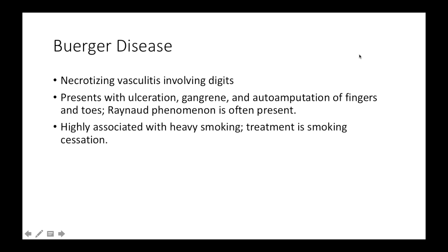And our last disease of the medium vessel vasculitides is Buerger's disease. This is a necrotizing vasculitis that involves the digits. It will present with ulceration, gangrene that can result in autoamputation of the fingers and toes, as well as Raynaud phenomenon. Again, all things relating to your fingers and toes. This is very heavily associated with smoking, and treatment is as simple as smoking cessation.